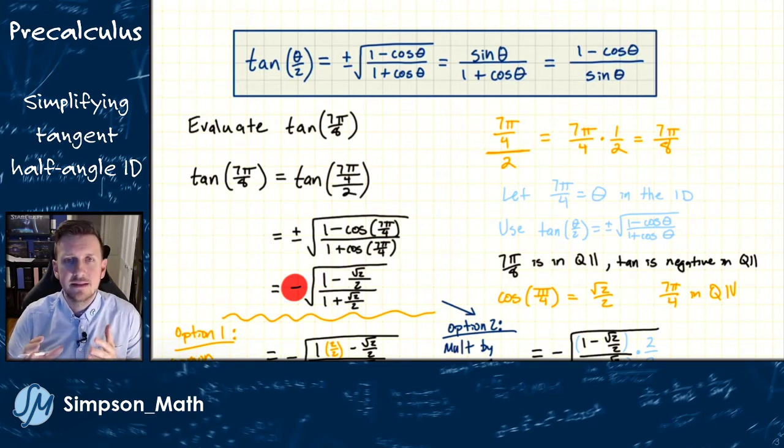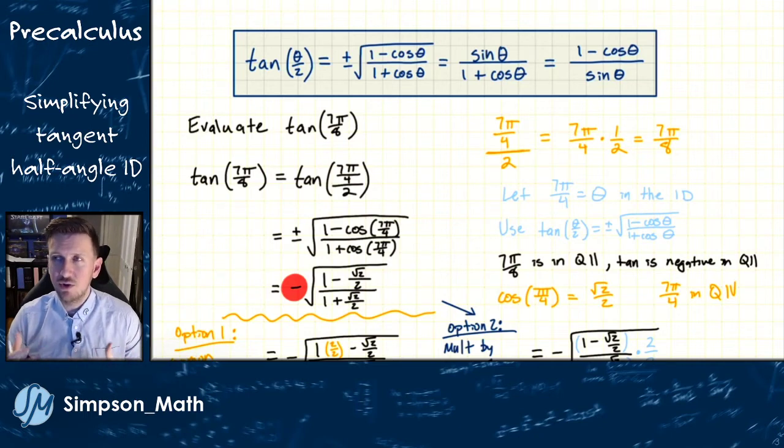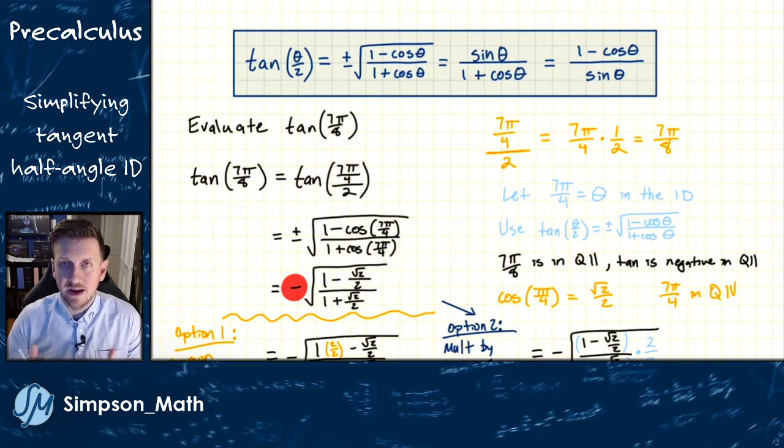So I'm going to take this same problem of tangent 7 pi eighths, and I'm going to evaluate it using all three versions of the tangent half-angle identity, as well as show you different options along the way while you work those problems.